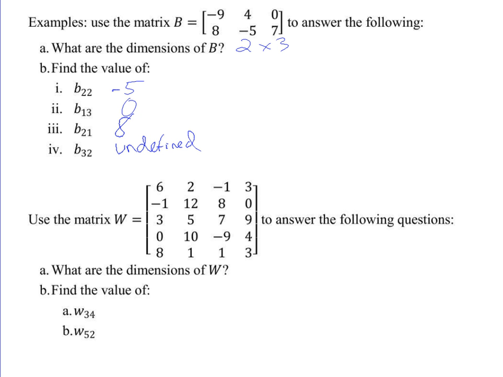So what are the dimensions of W? 5 rows by 4 columns. It's a 5 by 4 matrix. Find the value of W34. What is it? 9 is correct. 3, 4. The one that got hit twice was the 9. And W52 is 1. Row 5, column 2 is 1.